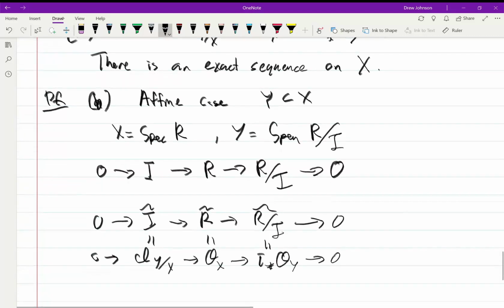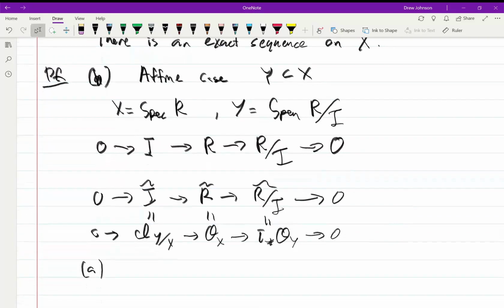All right, and then in the case of part A, because F is quasi-coherent, that means that F has to be equal to M tilde for some R-module, if still in the affine case.